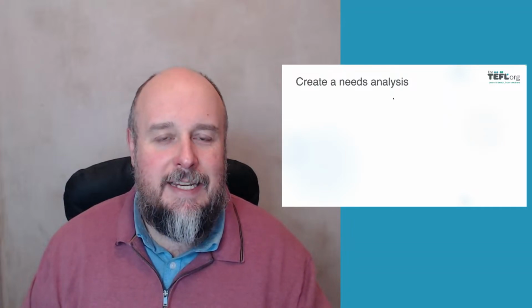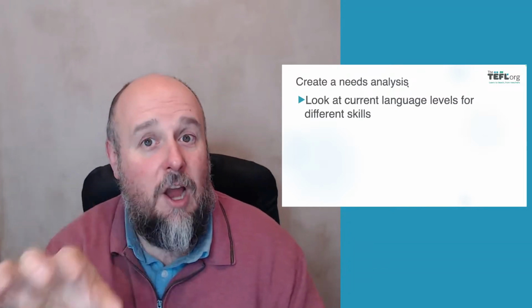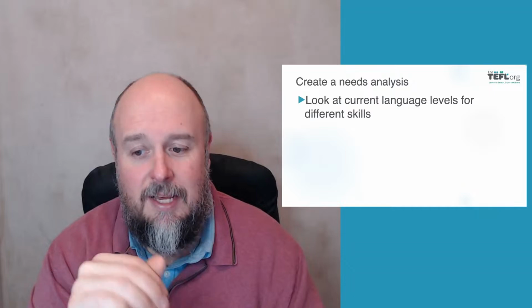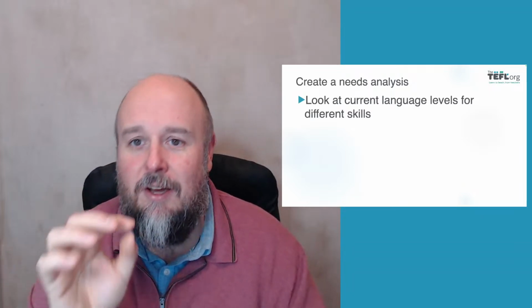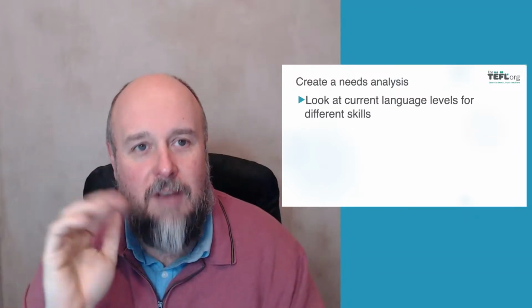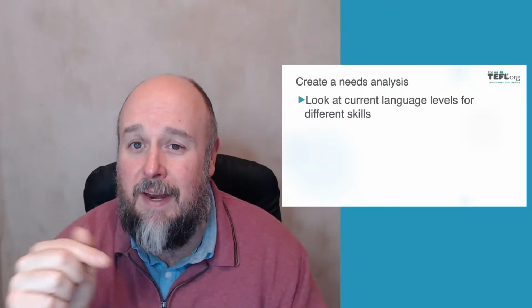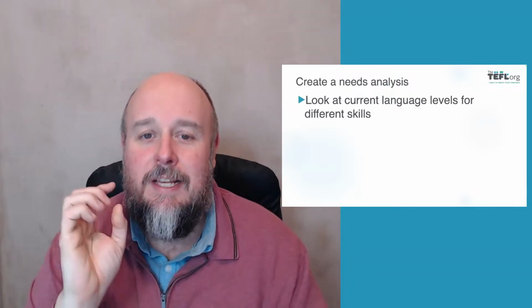Right, so create a needs analysis. So you've got these wants, you've got these needs, you've got these lacks. Basically what you need to do is look at their current language levels for the different skills. They come to you, and I'm going to tell you a bit in a minute how to find out what their language levels are. You've sort of found out what their needs are. You've definitely found out what their wants are, but their lacks is where you sort of have to get the needs analysis going. So you have to look at the current language levels for the different skills.